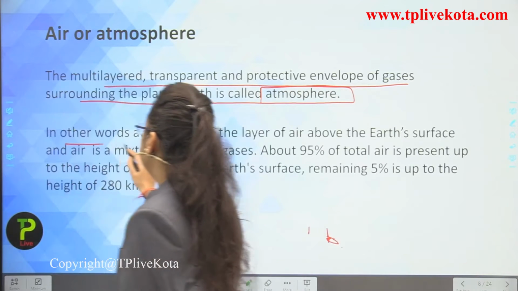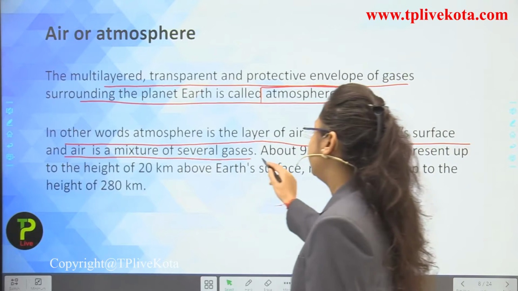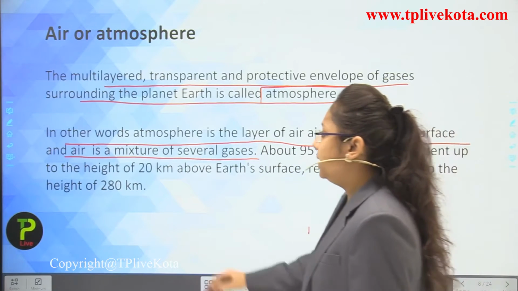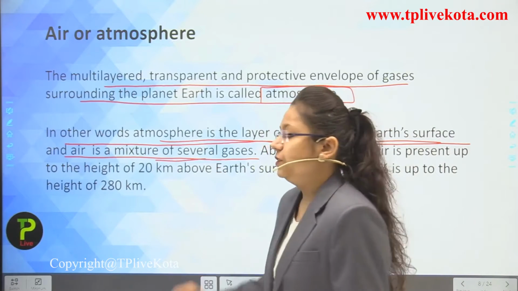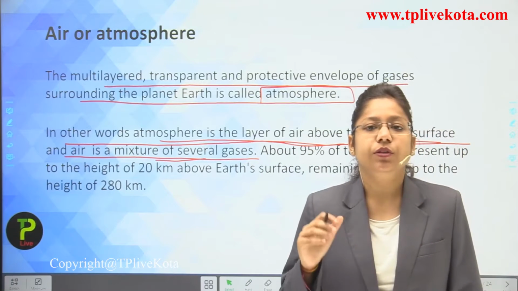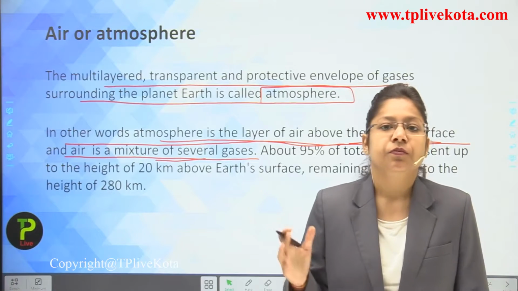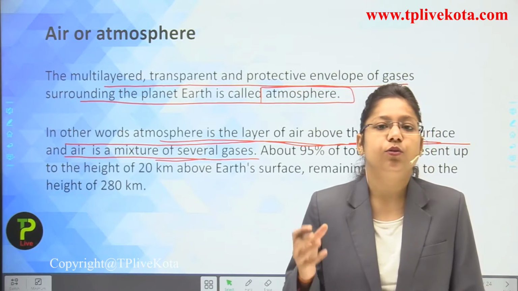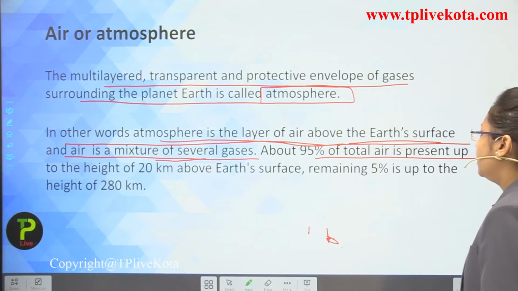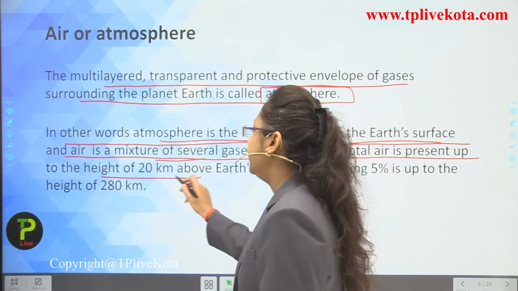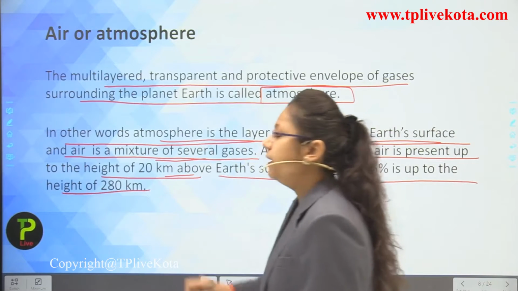Okay, now in other words, the atmosphere is the layer of air above the Earth's surface, and air is a mixture of several gases. The maximum amount of gas is nitrogen, which is present at 78%. If we talk about oxygen, it is only 21%, and only 1% of other gases are present in the atmosphere. About 95% of the total air is present up to a height of 20 kilometers above the Earth's surface. The remaining 5% is up to a height of 280 kilometers.